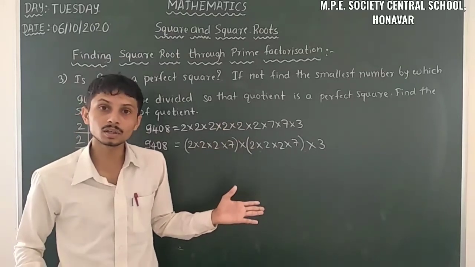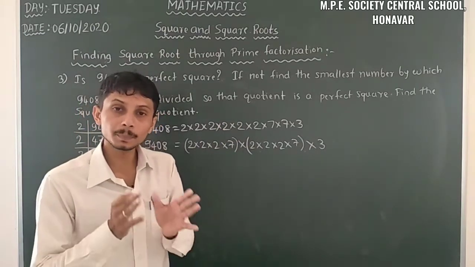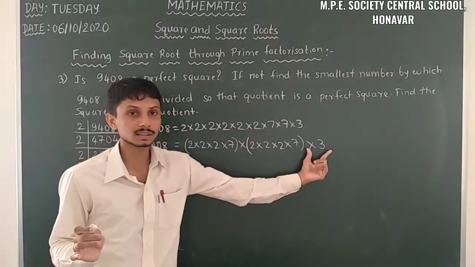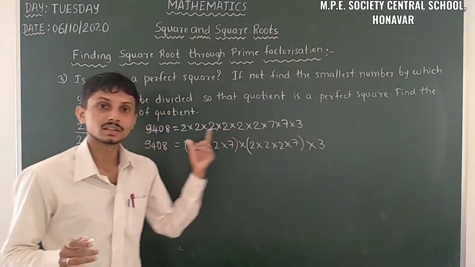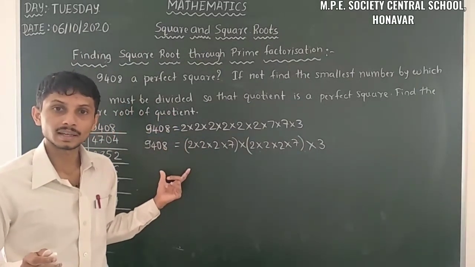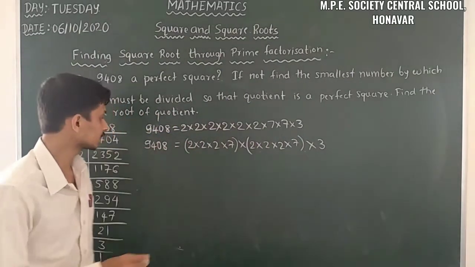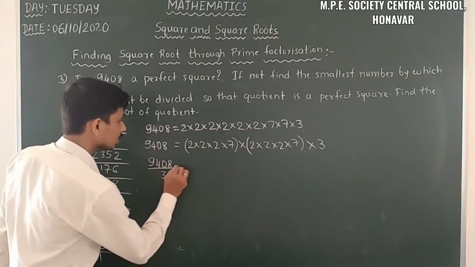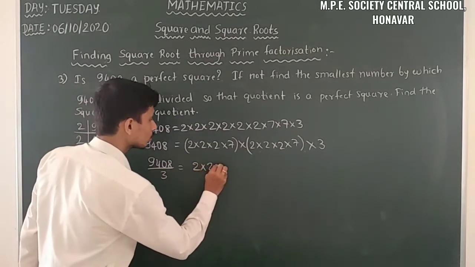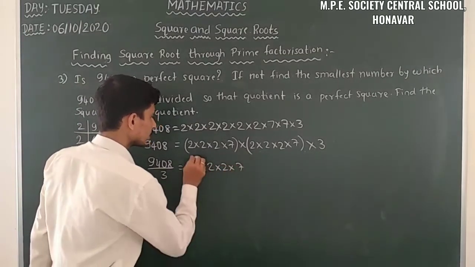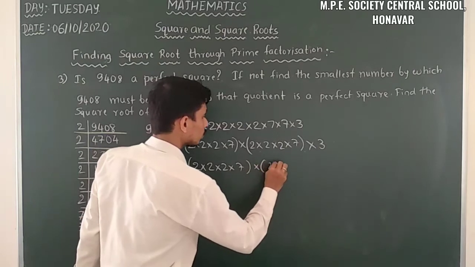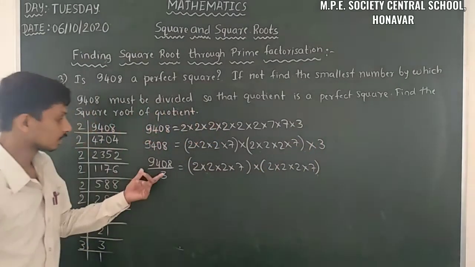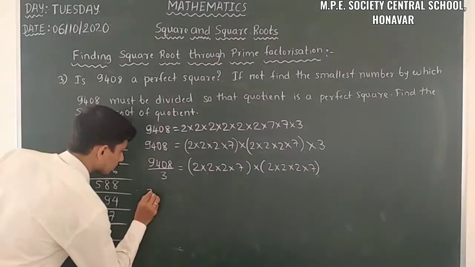So how can we avoid this one? We have to maintain the principle of the equation. Don't disturb the equation. So I will transpose this 3 to the LHS side. It becomes 9408 divided by 3 is equal to 2 into 2 into 2 into 7 into 2 into 2 into 2 into 7. So divide by this 3.